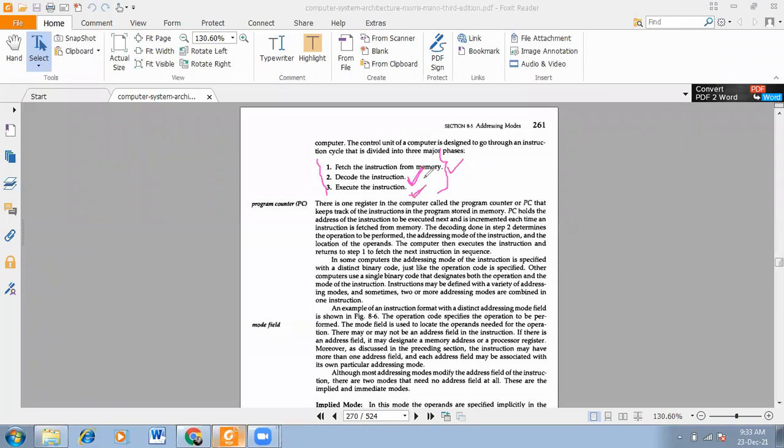So first one is fetching. When you have some instruction, you should have an instruction cycle, and this instruction cycle is a combination of these three major phases. First you have to fetch the instruction, you have to read the instruction from the memory location where it is written. The second one is decoding the instruction. Third one is the execution of the instruction. Okay, up to this, if you have any problem, you can tell me.